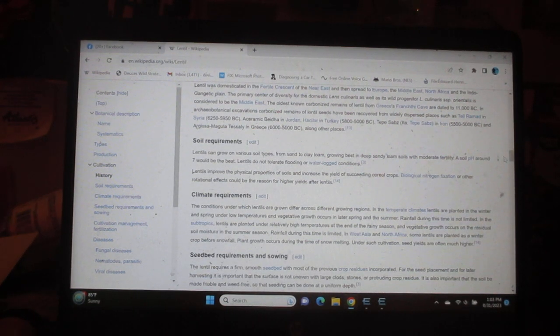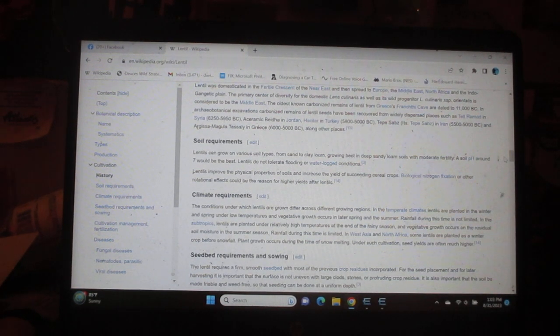Soil requirements. Lentils can grow on various soil types, from sand to clay loam, growing best in deep sandy loam soils with moderate fertility. A soil pH around 7 would be the best. Lentils do not tolerate flooding or waterlogged conditions. Lentils improve the physical properties of soils and increase the yield of succeeding cereal crops. Biological nitrogen fixation or other rotational effects could be the reason for higher yields after lentils.